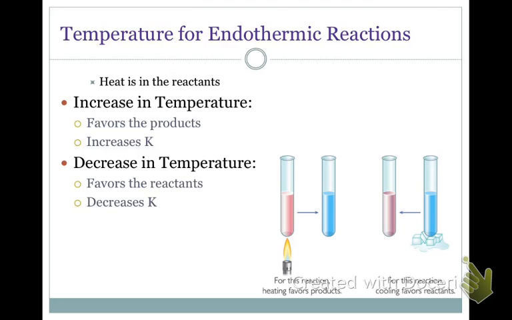Right? So for endothermic reactions, the heat is in the reactants, and the opposite happens here. So if we increase the temperature, the products are going to be favored, and again, heat is in the reactant side. You increase the K. If you decrease the temperature, that favors the reactants and decreases the K. So the picture on the right-hand side, if we have that pink cobalt hexaaqua ions, if you heat them up, the solution becomes blue, or it favors the right-hand side, or favors the products. That K value would go up. The picture on the right-hand side shows you if they cool down the products, you end up favoring the reactants in this case.